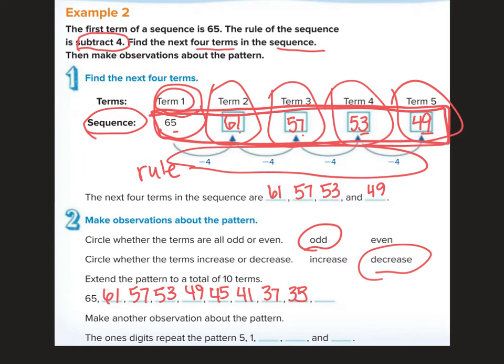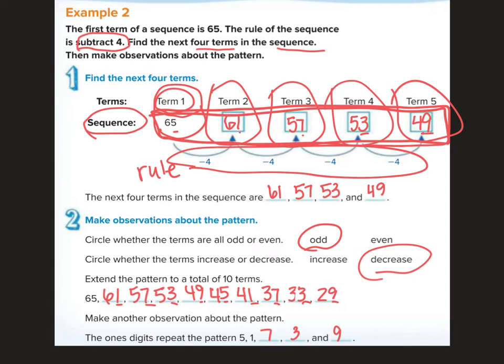33, and 33 minus 4 is 29. I notice, look at this: 17395, 17395, 1739. Then it repeats. Look at the ones digits repeat the pattern.